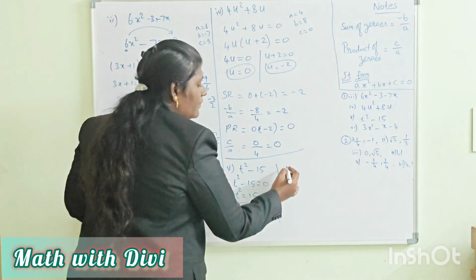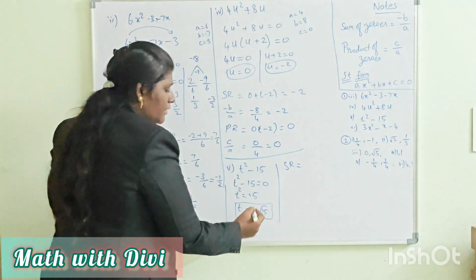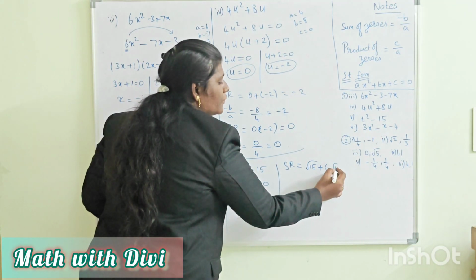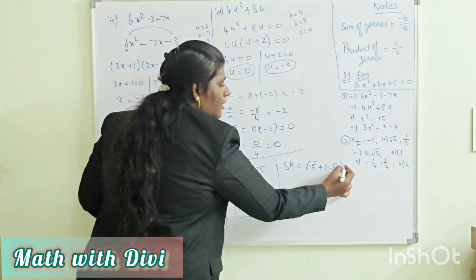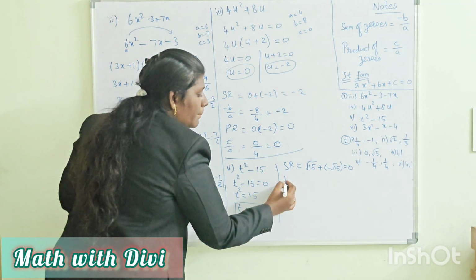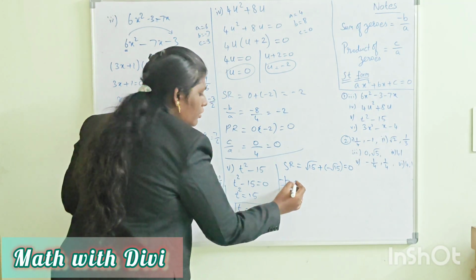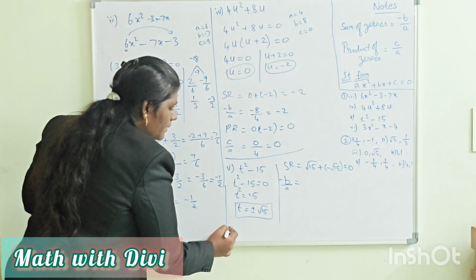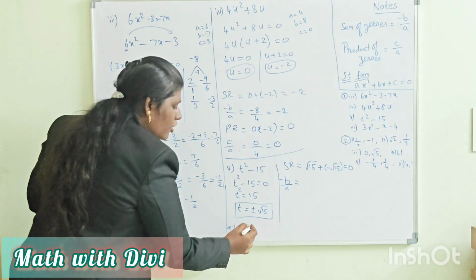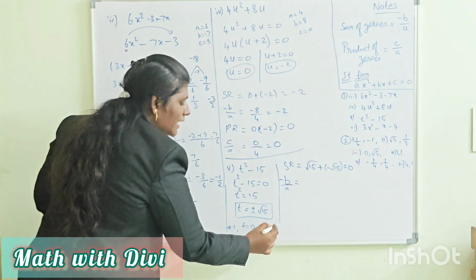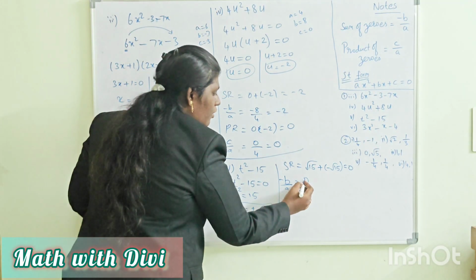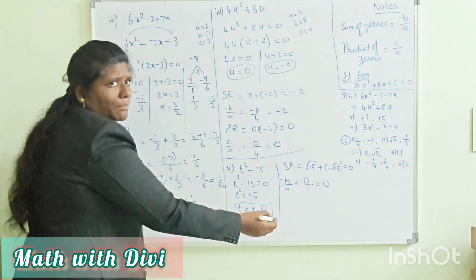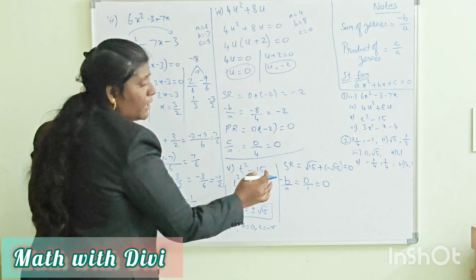Okay, how to verify? Sum of roots is equal to root 15 plus minus root 15, which is equal to 0, right? And minus b by a is equal to, what is a here? A is equal to 1, b is equal to 0, c is equal to minus 15, right? Let's verify. 0 by a, a is 1 only, so 0 by anything is 0. Sum of roots are equal, right?